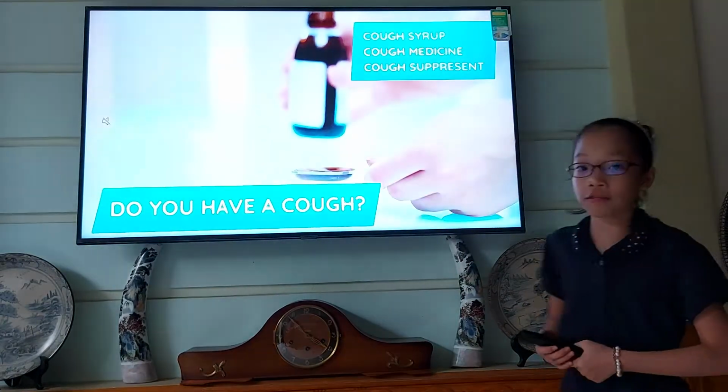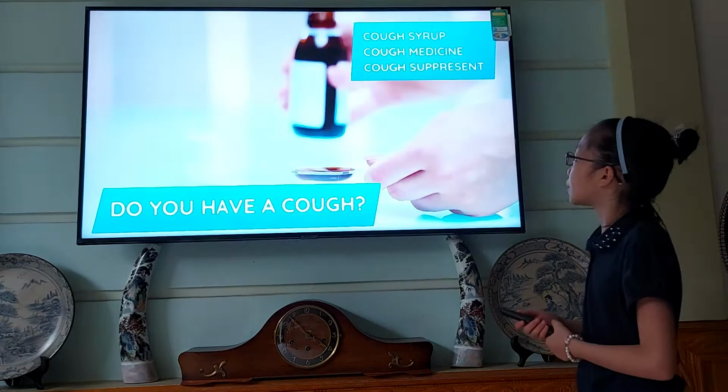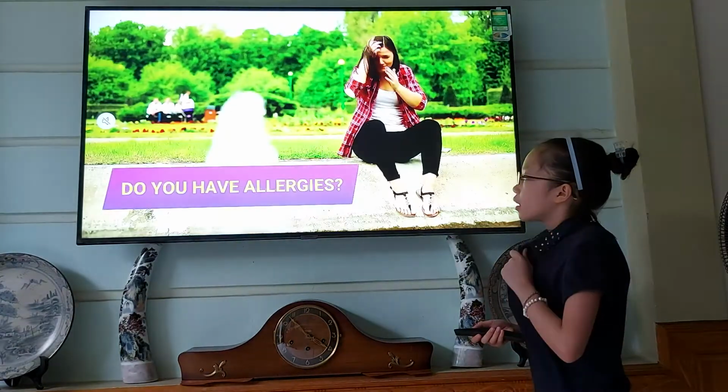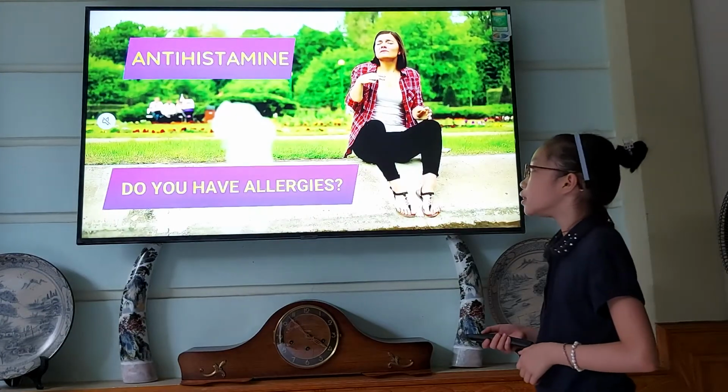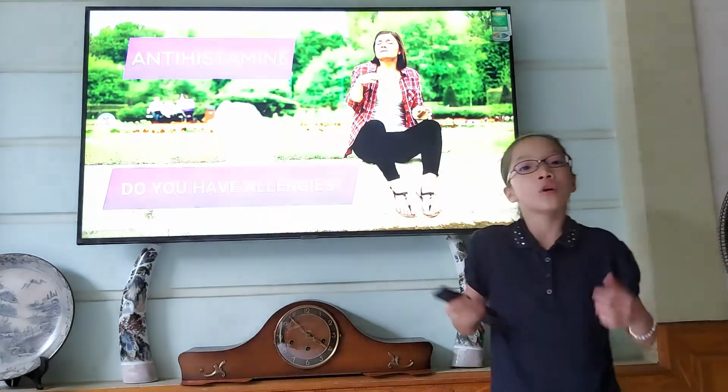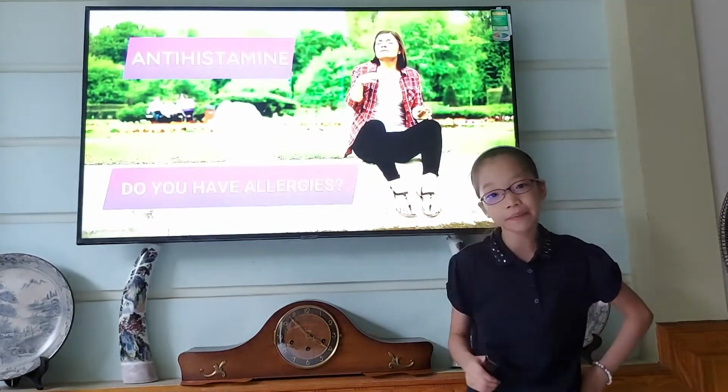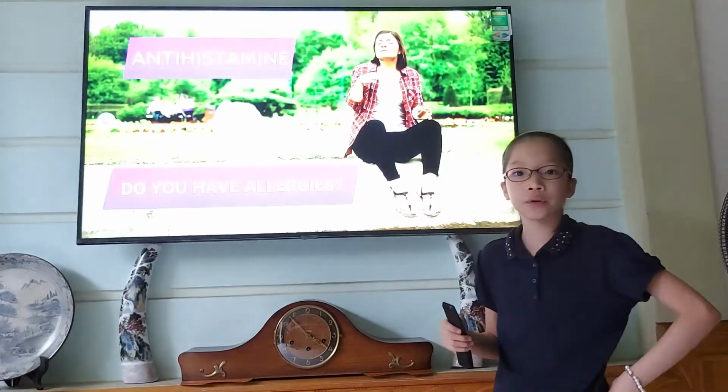Or we can call it cough medicine or cough syrup. Next question is, do you have allergies? Do you have allergies? So what exactly is an allergy? Allergy is something like you avoid it.